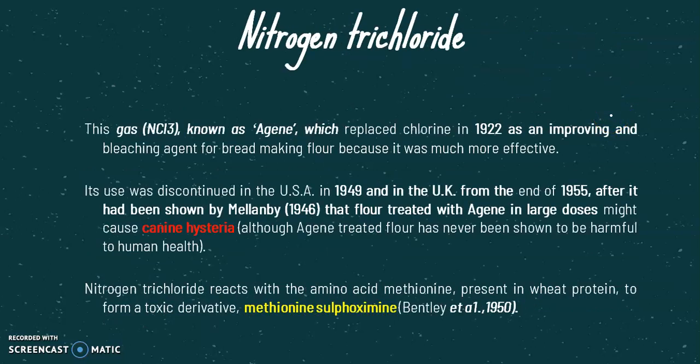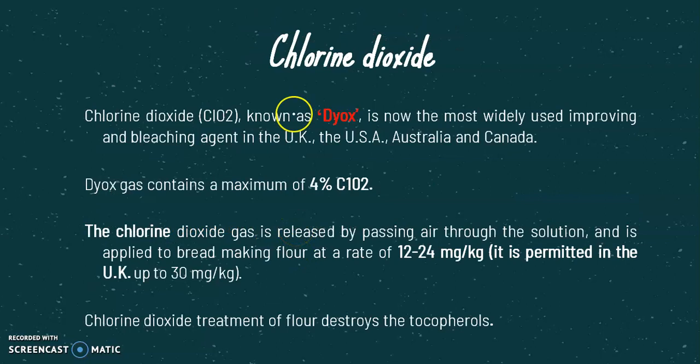Another one is the nitrogen trichloride. Its market name is Agene, and it has also shown some harmful effects like canine hysteria, but fortunately this has not been found in the humans yet. Another is the chlorine dioxide. Its market name is Dioxogen.